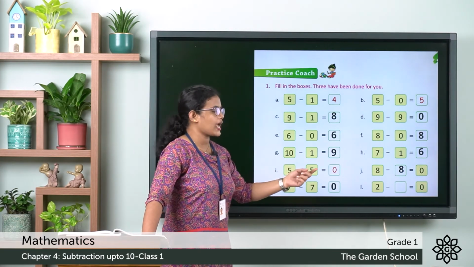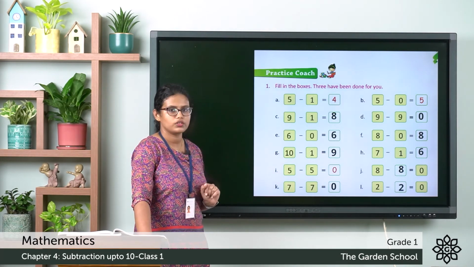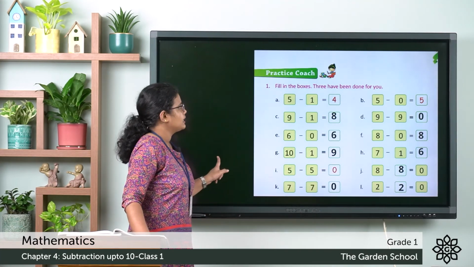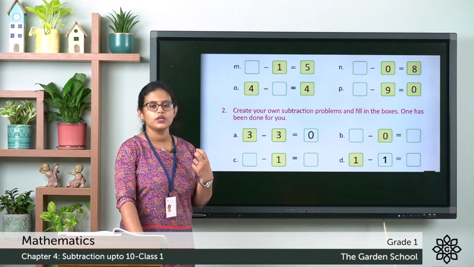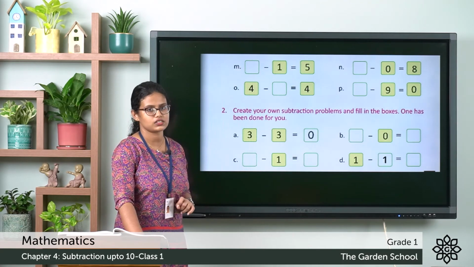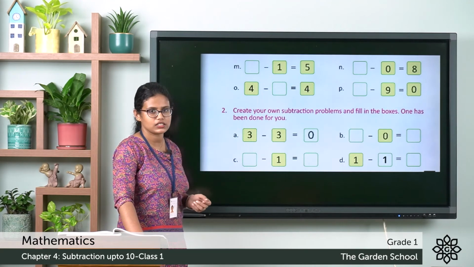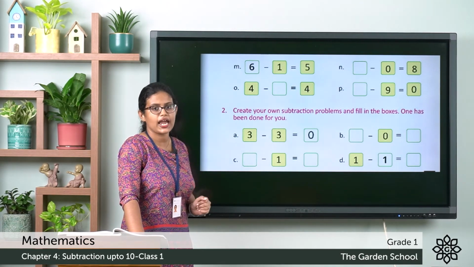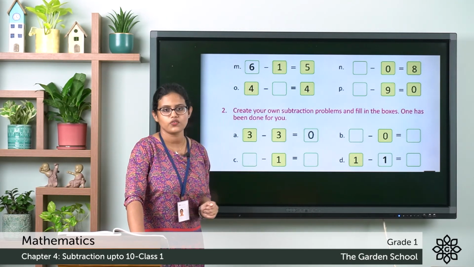The next one. Which number do you subtract from 2 to get the answer as 0? See, 2. Right, 2 minus 2, you get the answer as 0. The next one, here you can see a blank box. You need to find the number from which 1 is subtracted to get the answer as 5. Which number is that? See, 6. So if you subtract 1 from 6, you get the answer as 5.